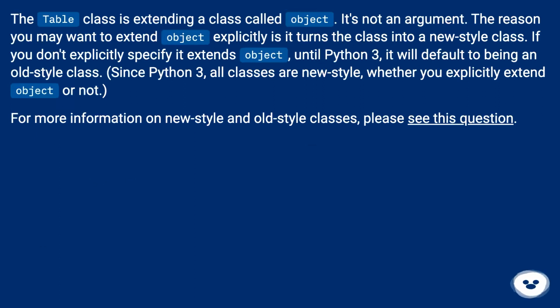The table class is extending a class called object. It's not an argument. The reason you may want to extend object explicitly is it turns the class into a new style class. If you don't explicitly specify it extends object, until Python 3, it will default to being an old style class. Since Python 3, all classes are new style, whether you explicitly extend object or not. For more information on new style and old style classes, please see this question.